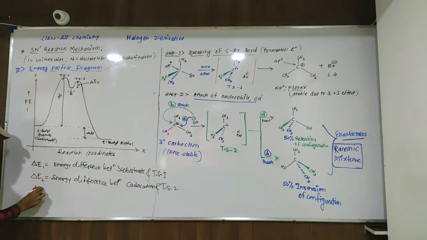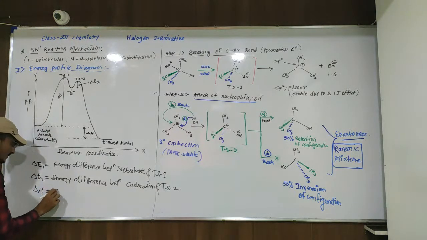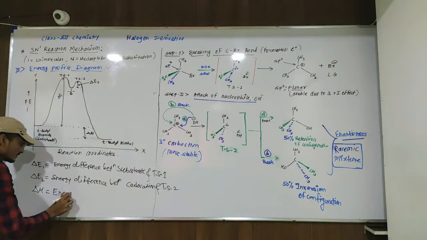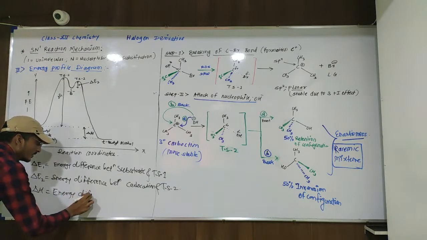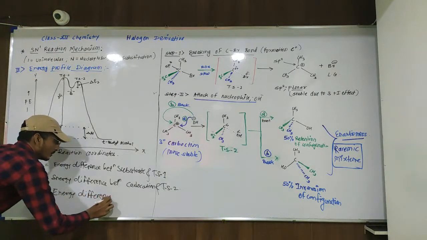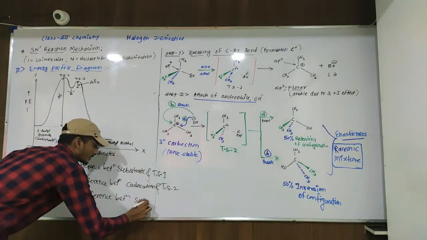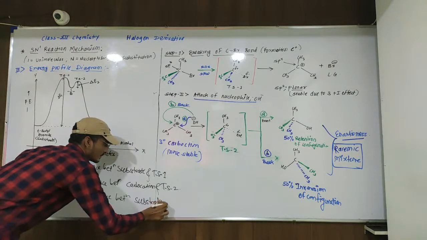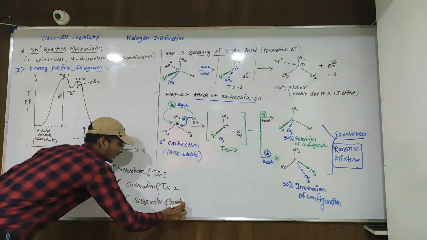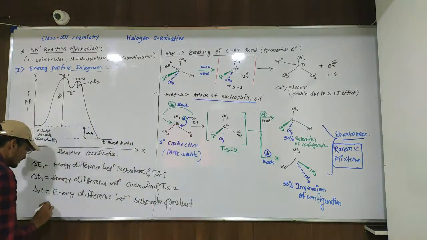So what about the delta H? It is the enthalpy change, or you can say the energy difference between substrate and product. It should always be negative.